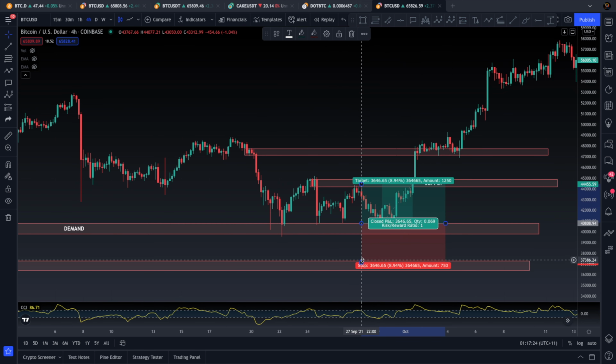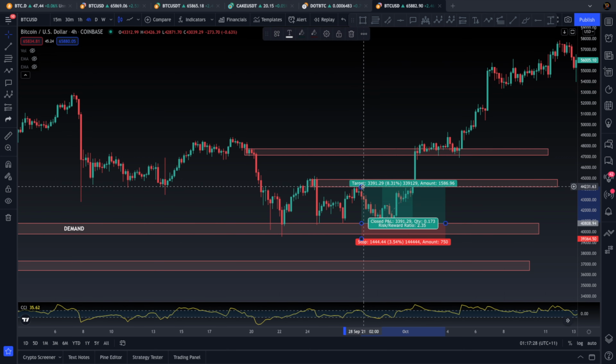So I put my order, stop loss below the previous structure, and that's my target profit. So it's still giving me the 2.35 risk to reward. For me it's really good. My minimum risk to reward is 1:2, or you can call it 2:1.